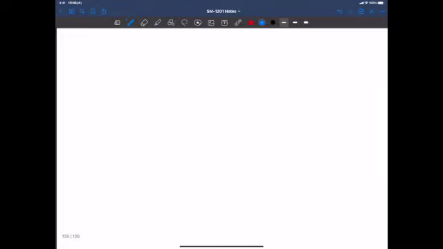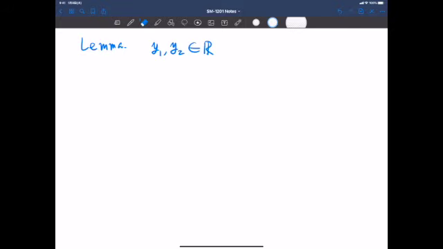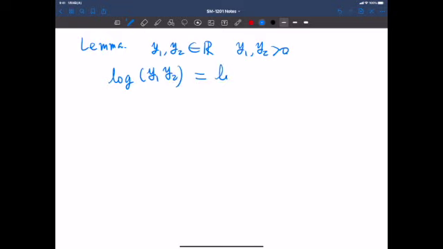Next we prove a little lemma about this function. Let's say y1 and y2 are real numbers and both of them are positive. Then we have this equality: y1 times y2, its logarithm is equal to the sum of their logarithms. Let's prove this.